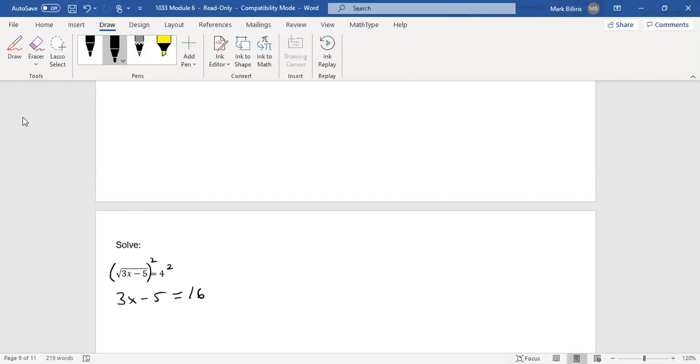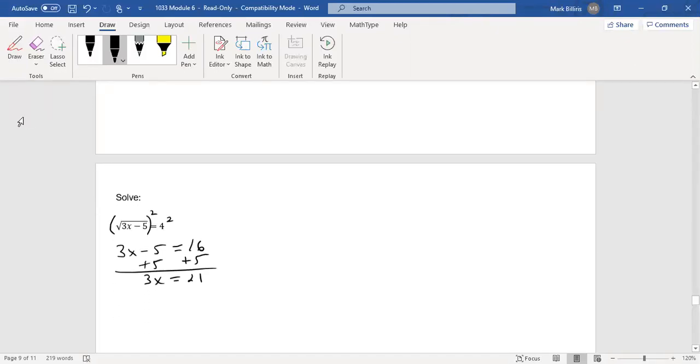I'm going to add 5 to both sides. So 3x equals 21, and then divide by 3. So x would equal 7. Now I need to make sure my answer is going to work. And how do I know? Because when I plug the 7 in, I want the radicand to be greater than or equal to 0.